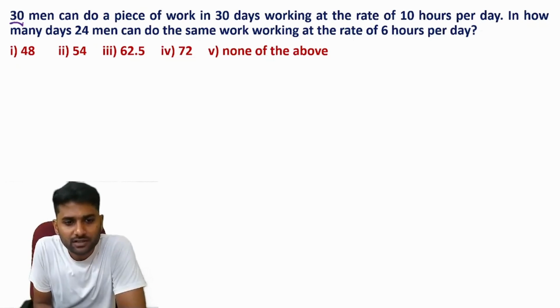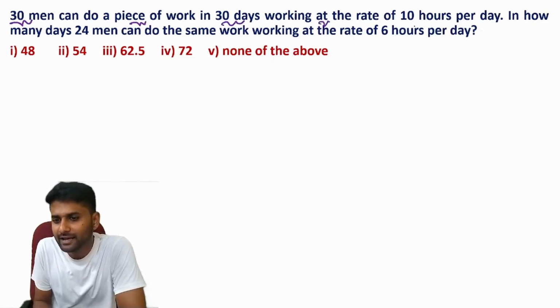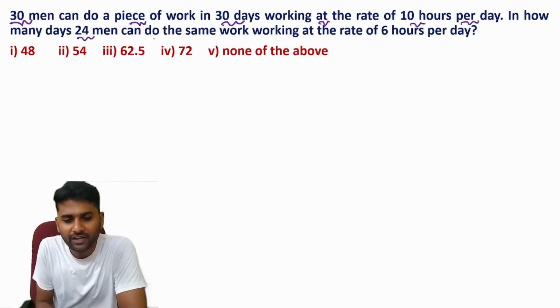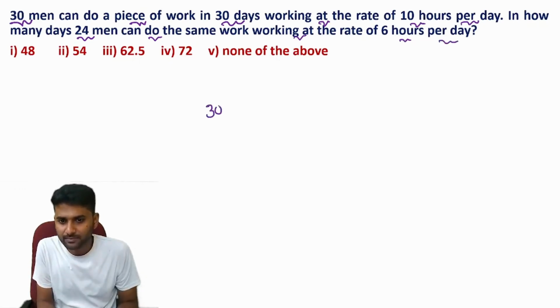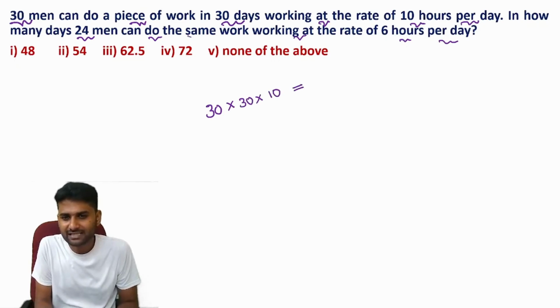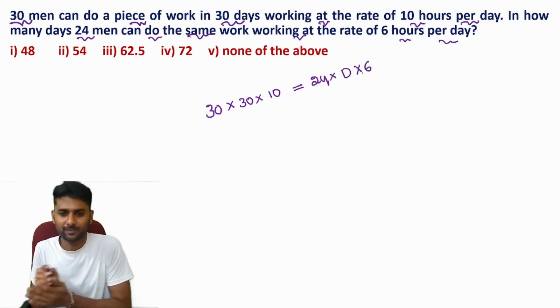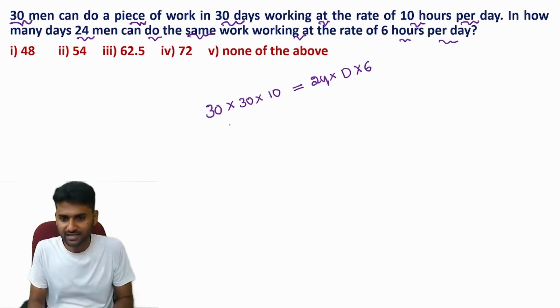Now here the question. 30 men can do a piece of work in 30 days, working at 10 hours per day. In how many days can 24 men do the same work at the rate of 6 hours per day? Now here the information. 30 men working 30 days, 10 hours per day. Now the same work, guys, we are assigning the same work for 24 men, and how many days they need to work if they work for 6 hours per day. So that is the comparison. You should understand that point.